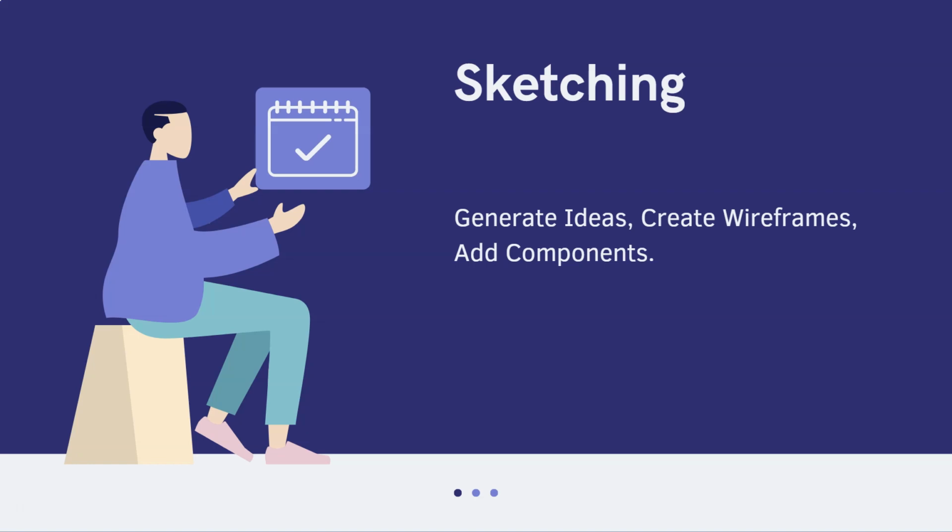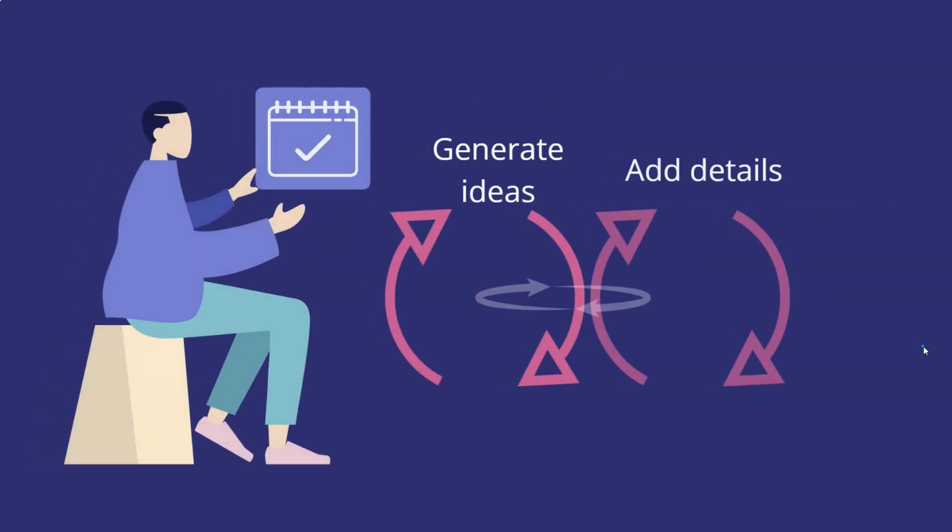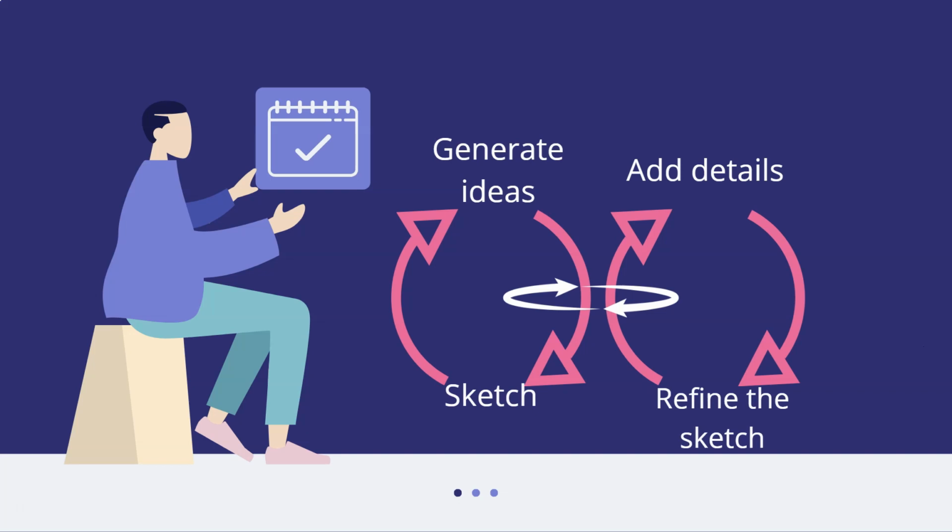After creation of the wireframe, you understand that there are certain features and components that you can add to your product that can make it even better, and that is when you add the components. So this is the basic working principle of the sketching phase. Now that we have understood what a wireframe is, let's understand how the basic sketching workflow works. As I've already said, the first thing is you need to generate ideas.